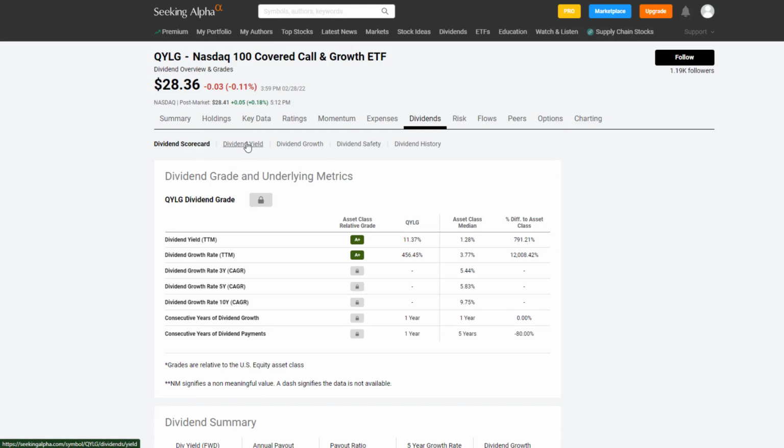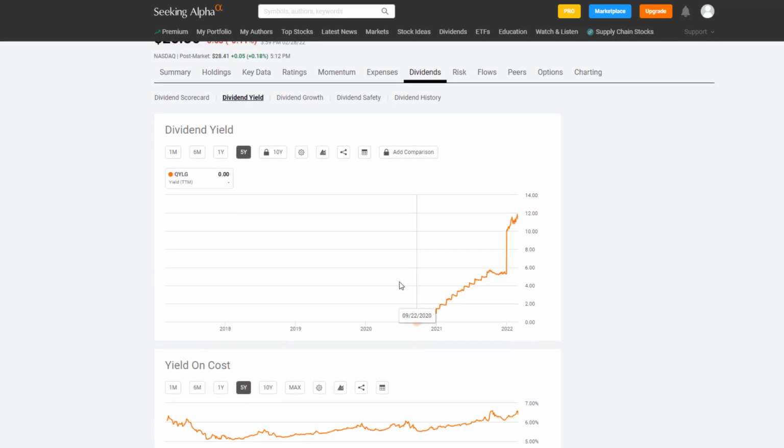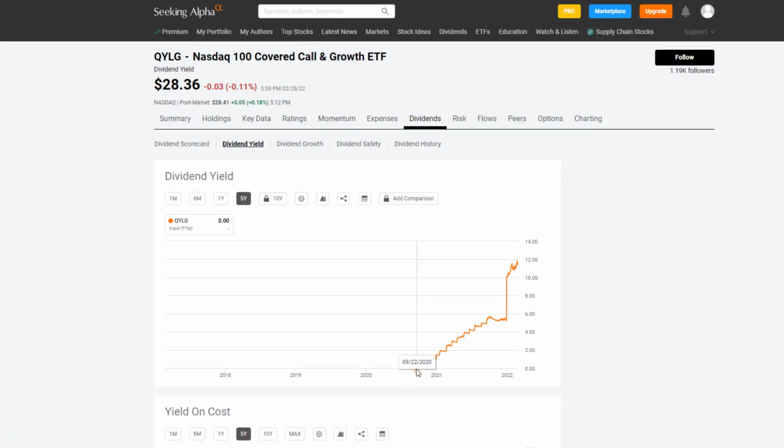I do want to come over to their dividend yield and point this out. When the fund began, it began around September of 2020. So after a year, we finally came to a total overall 12-month yield of about 5.2%. However, in December 2021, they had a massive dividend payout. Seeking Alpha is claiming their 12-month trailing yield has been about 11% because of that massive dividend.